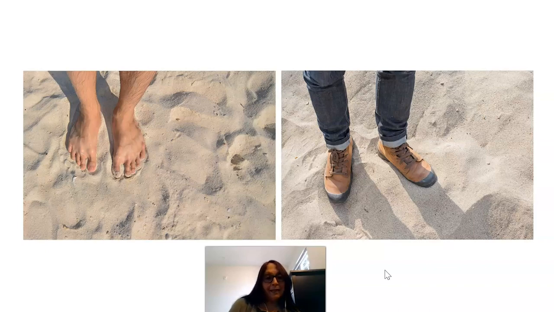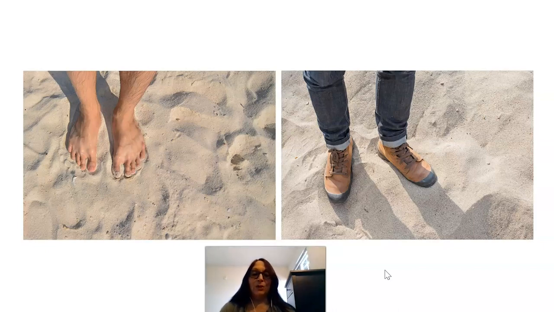And then on the other picture, when the person is wearing boots, boots always remind me that it's cold. So I can tell that the sun has been shining for a shorter time and the sand is cold, and that's why he's wearing boots. Did you think the same thing? Yes, of course. Oh, the next one.